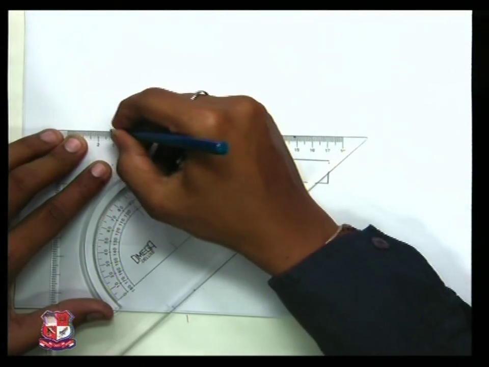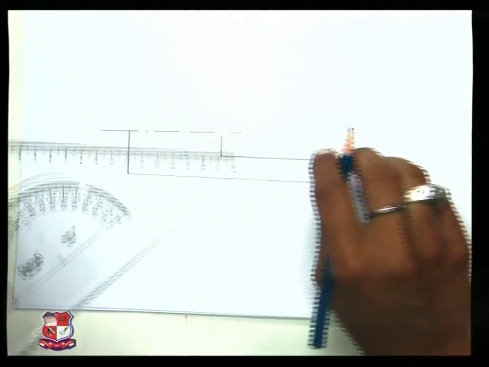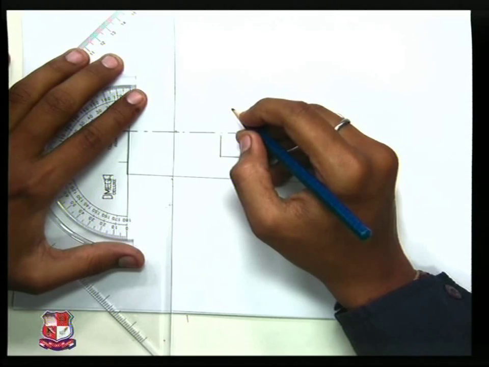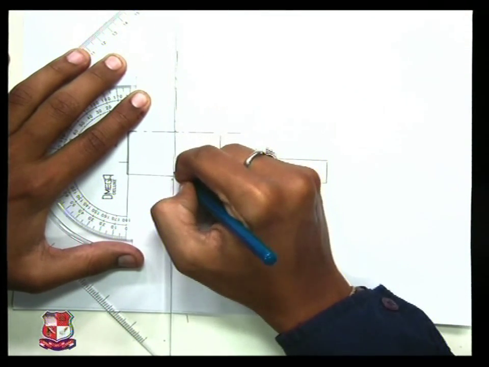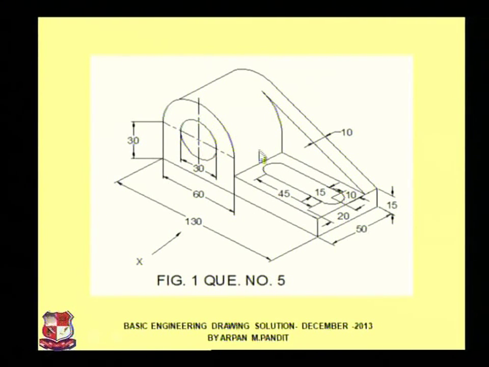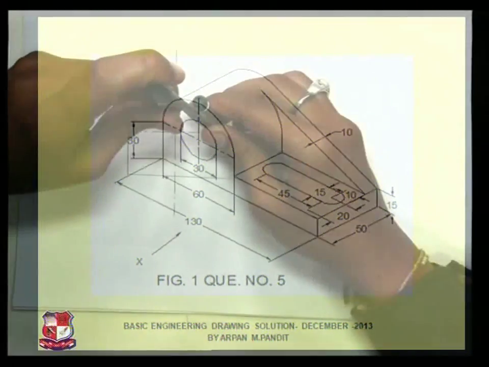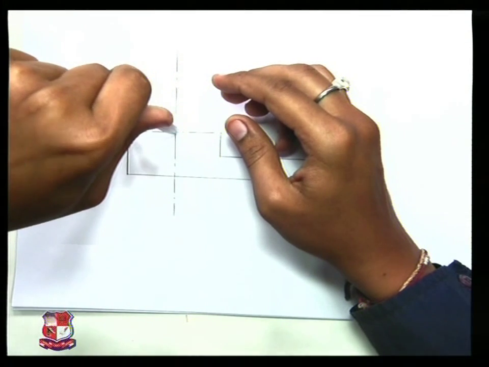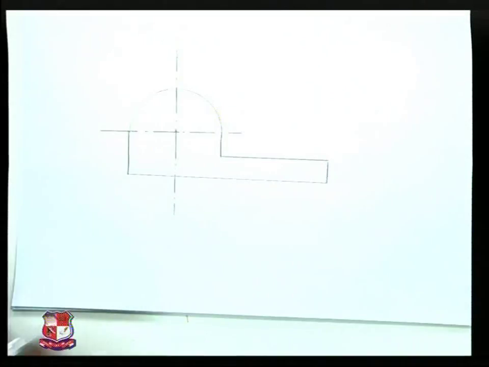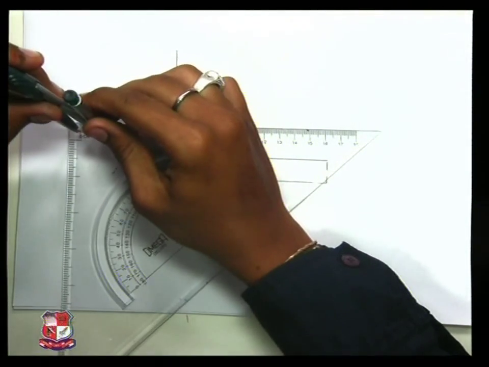Here will come the center line for this circle. The total length is 60. The center of it would be the circle center, like this. Now look at the figure once again. You will see that there is a half circle of diameter 60 and another circle of diameter 30 been given. Now we are going to draw this, like this. Diameter 60, diameter 30.